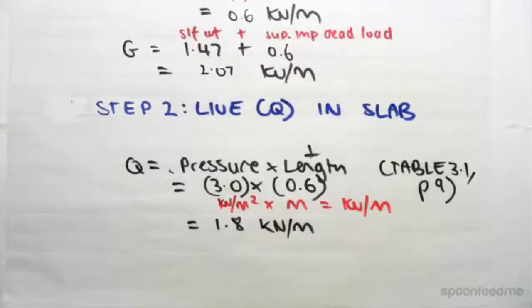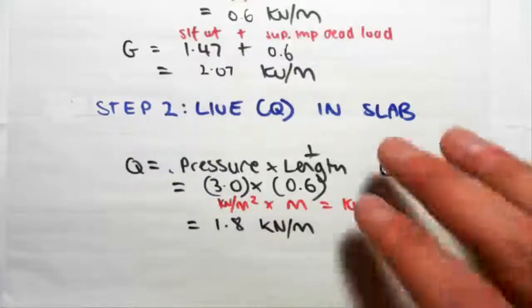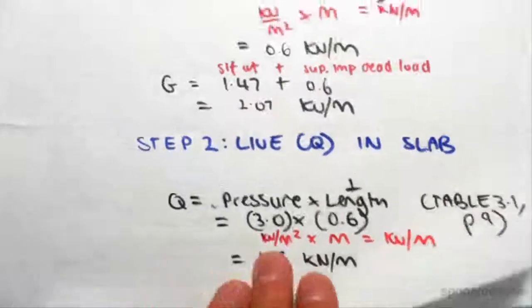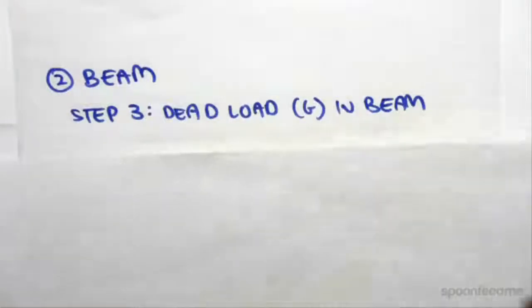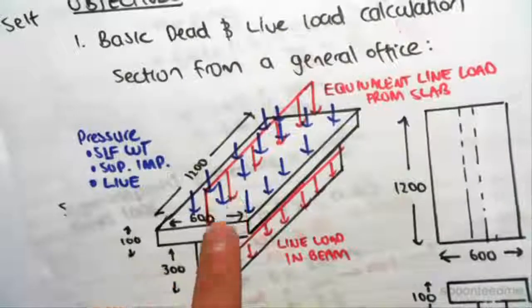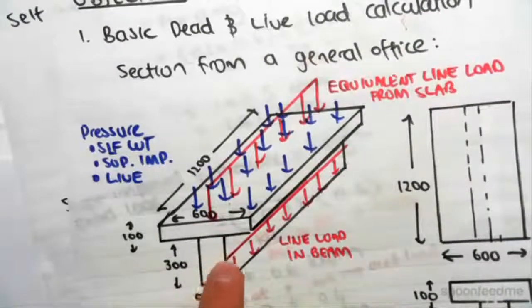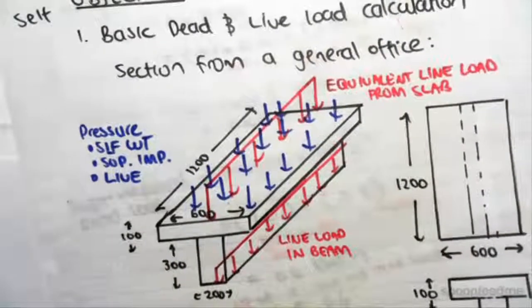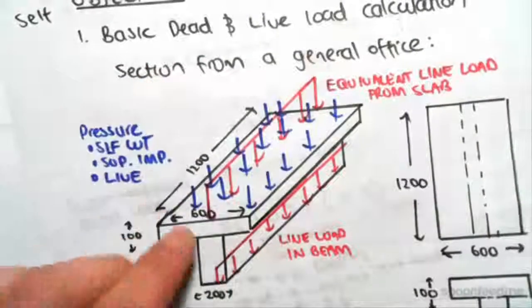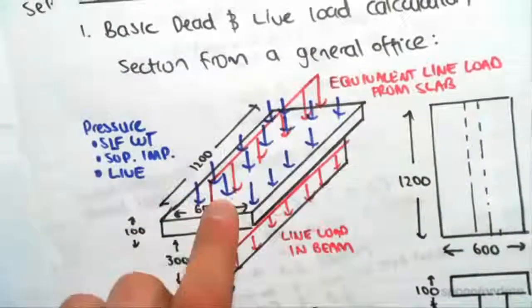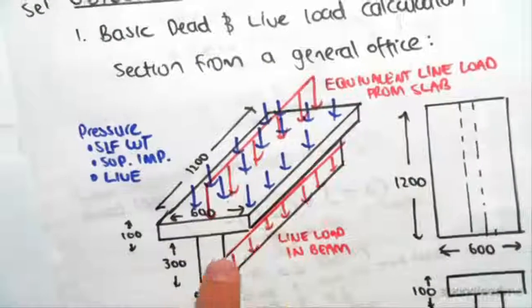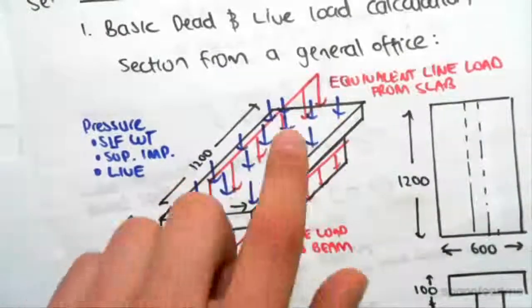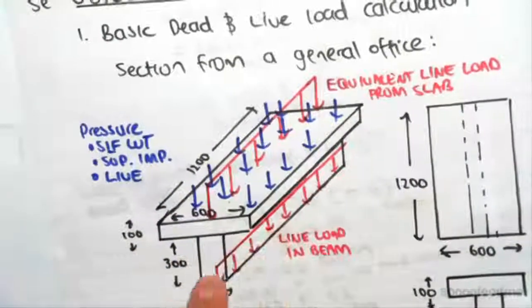Okay, now we can then work out the beam. Okay, so for the beam. Now, because we've worked out the dead and live load for the slab, we are just going to work out the dead load in the beam. Okay, you don't work out the live load twice, if that makes sense. We've worked out the dead and live load in this slab. We're now just going to work out the dead load in this beam.